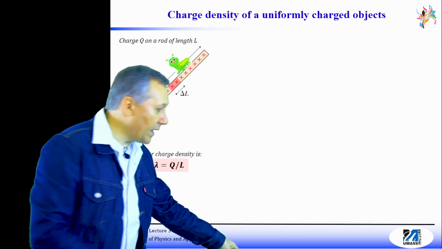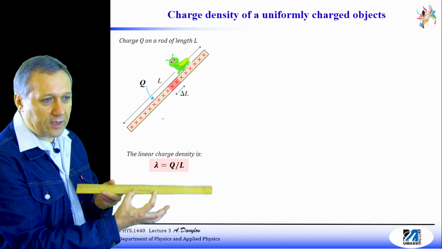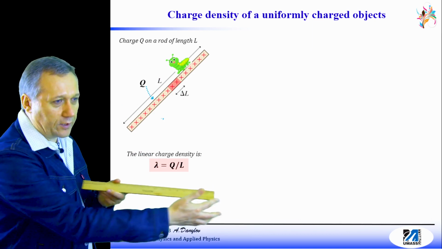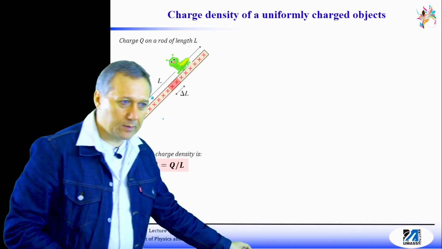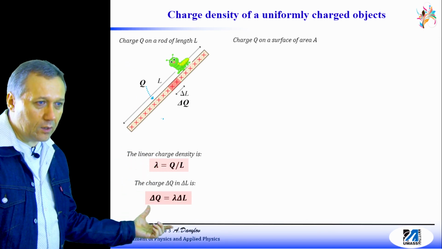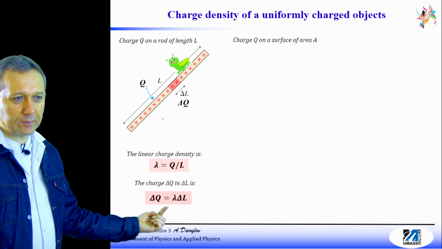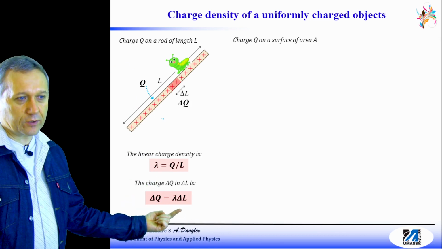The same as with the mass, right? So if you're interested in the amount of mass in this section, for example, what do you have to do? You need to take the linear charge density and multiply by the length of that section. So in this case, it will be lambda, our linear charge density, multiplied by the length of that section.